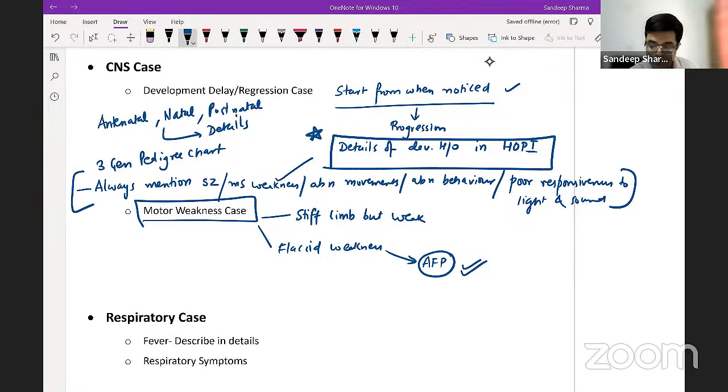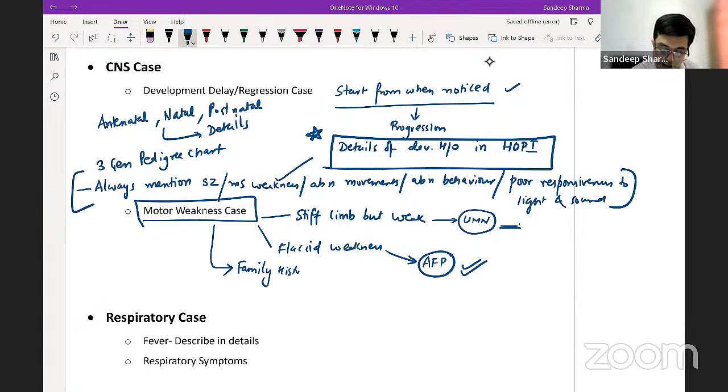Very important. Stiff limb but weak will indicate usually an upper motor neuron cause, and upper motor neuron causes will be proximal to the anterior horn of the spinal cord. So starting from the brain till entry into the spinal cord, these are the areas where the lesion can be present in the patient. And whenever you get a motor weakness case, also ask about any family history.